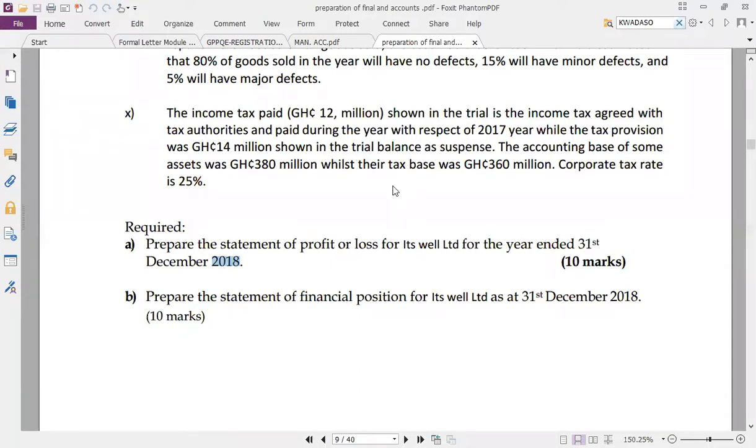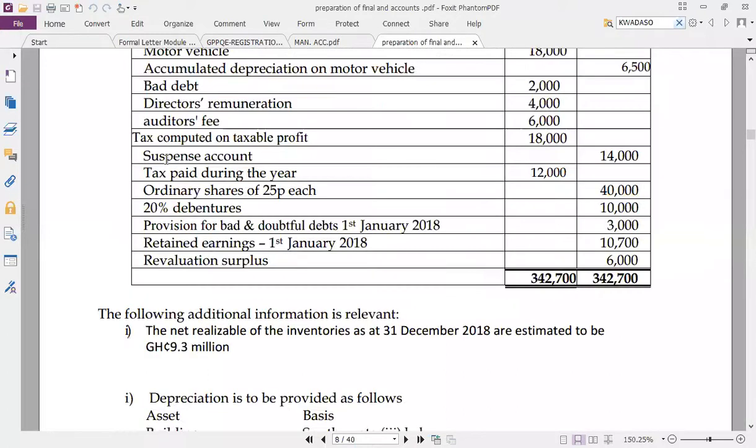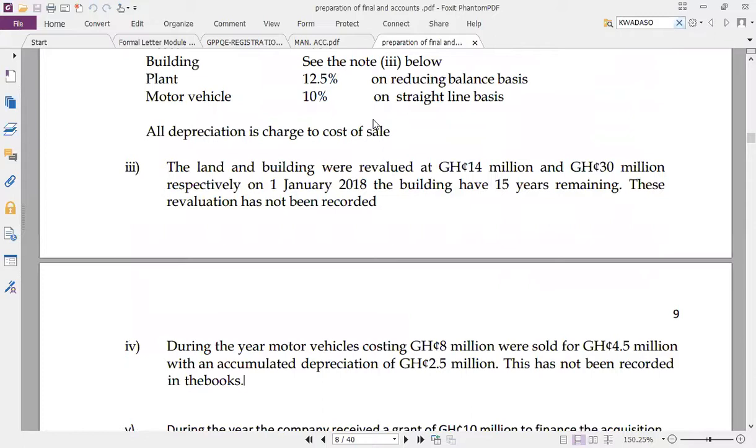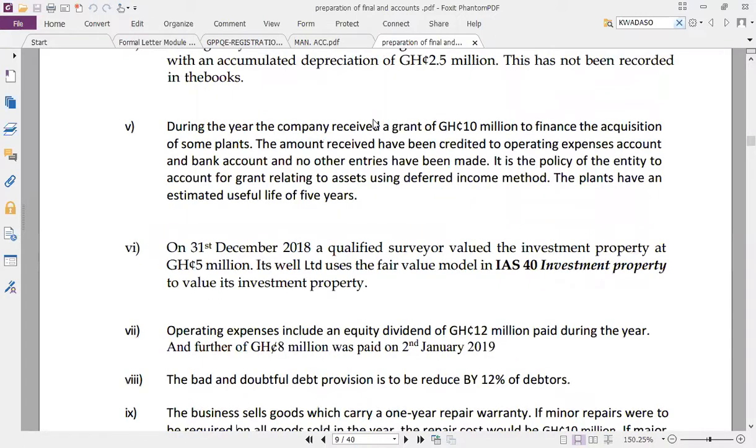So let's go and see if that suspense is there. Suspense 14,000, good. Tax paid 12,000, great. So that is how to create the under or over tax provision. So that is it.